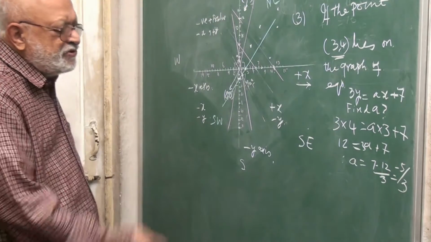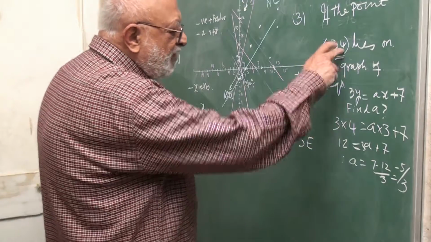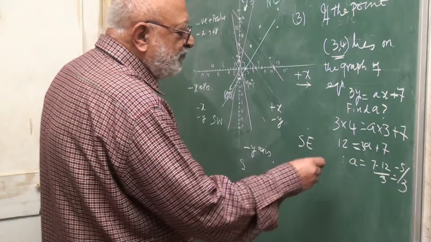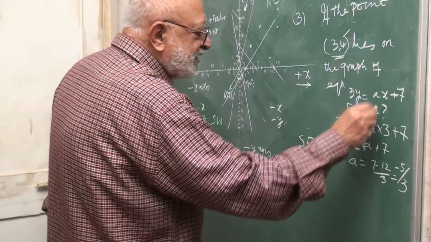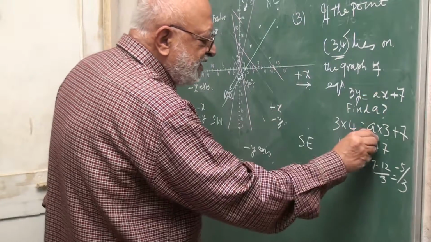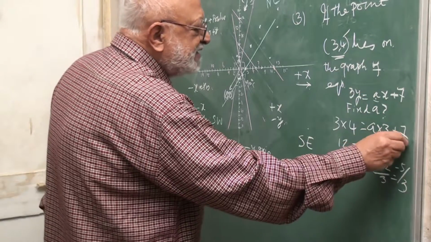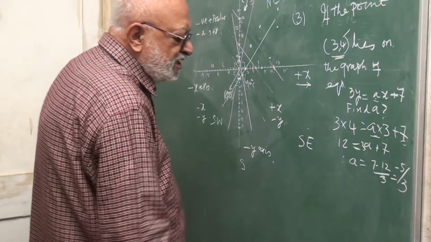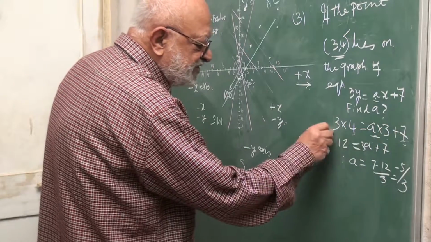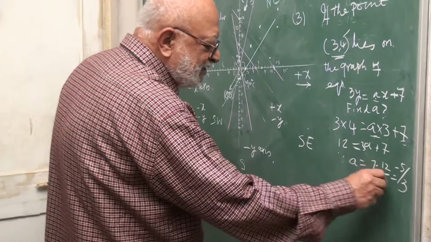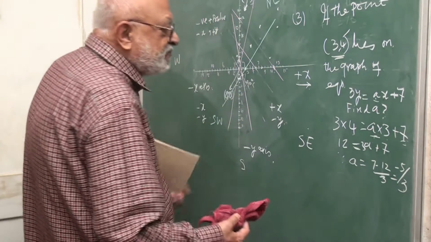Okay, is that okay with you? All I have done is put the values. I have put 4 in place of y and 3 in place of x. Here a is the coefficient, and 7 is already given. So this becomes 3a, this 7 remains, and this becomes 12. You transpose the 7 and divide by 3. Okay, so this question is over.